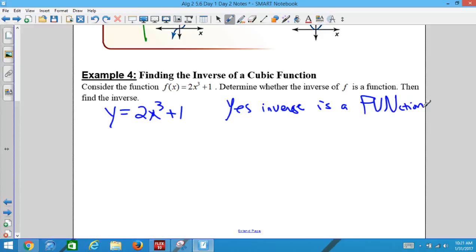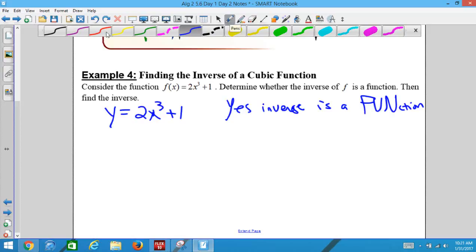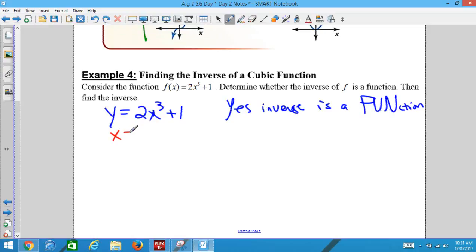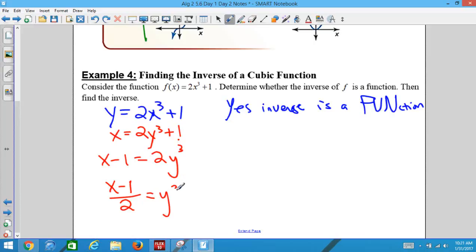Now we are going to find the inverse. Same stuff we did yesterday. First, switch x and y. Then solve for y. So how do I solve for y? Take away 1. After I take away 1, divide by 2. And then what do I do? Cube root. Do I need plus or minus? No.